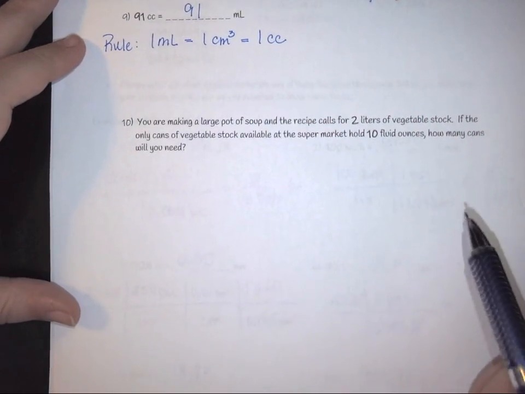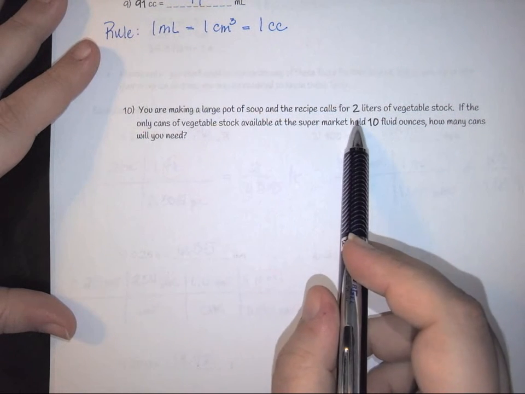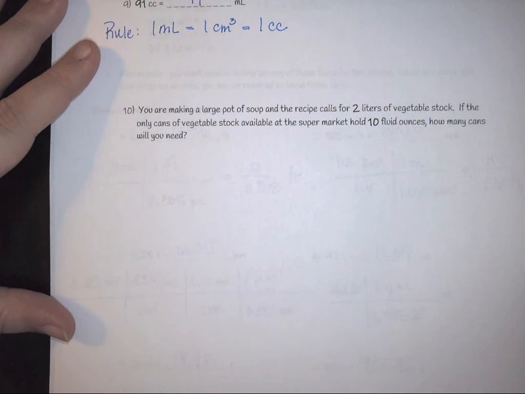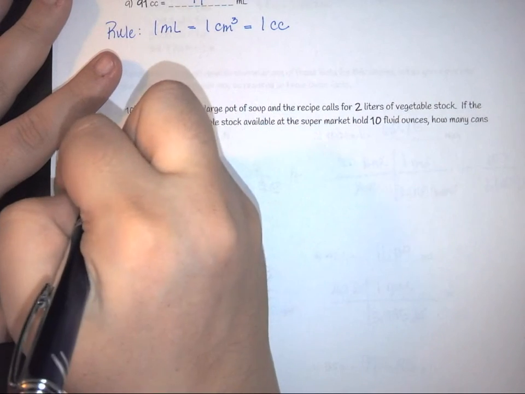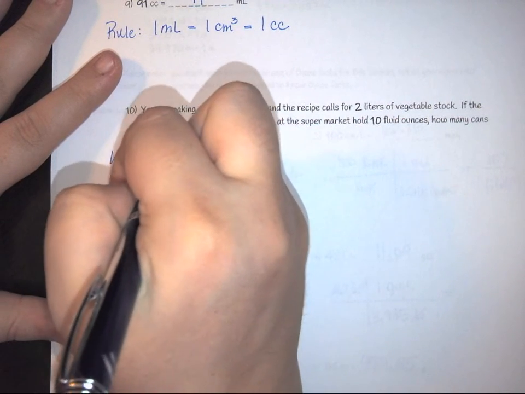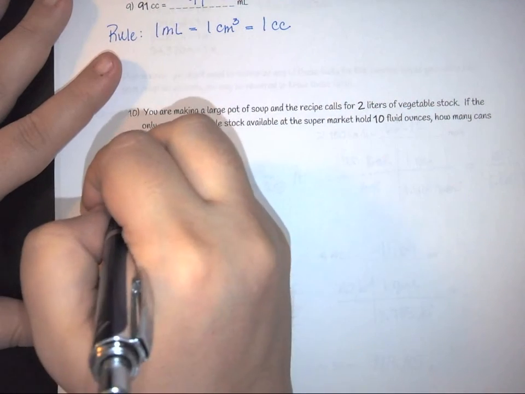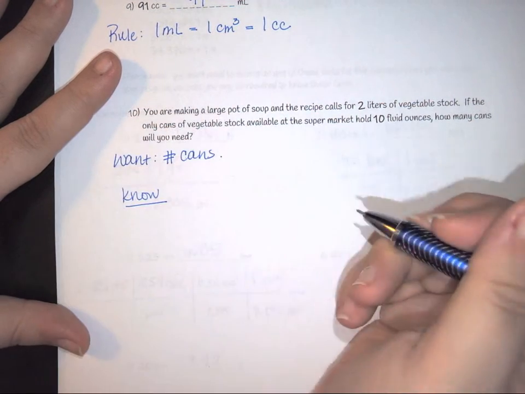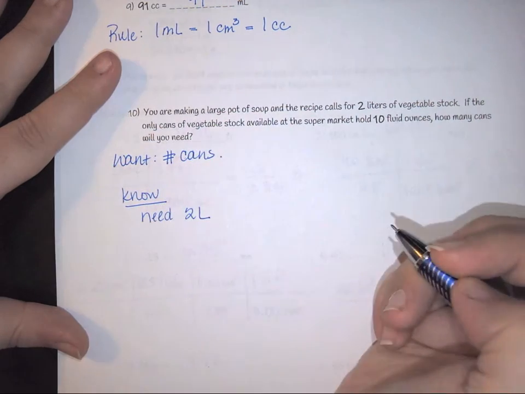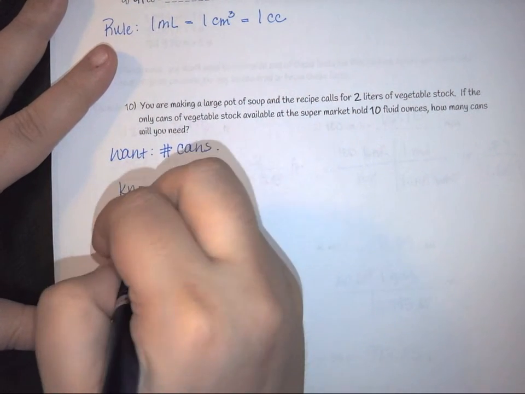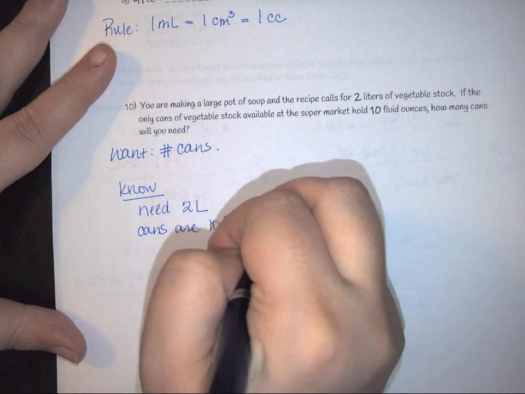Now last, we can also do all of this out of a word problem. So here I'm making a large pot of soup, and the recipe calls for 2 liters of vegetable stock. If the only cans of stock available hold 10 fluid ounces, how many cans will you need? So what do we want? Well, here we want to know the number of cans. What do we know? Well, we know the following. We need 2 liters of stock, and the cans are 10 fluid ounces.